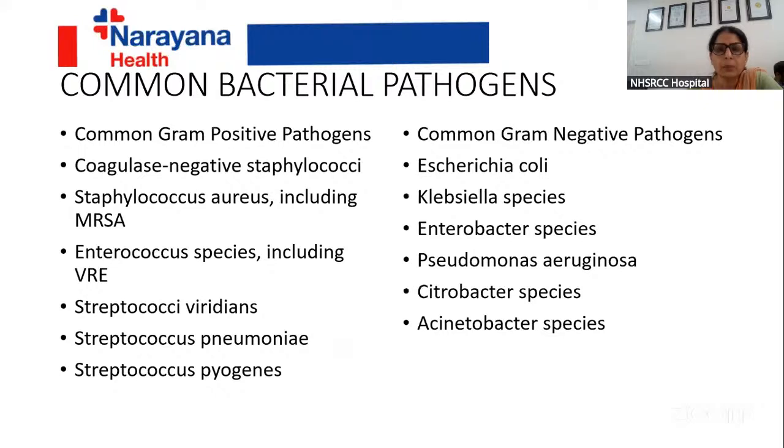Now, as we discussed, the common gram-positive pathogens are coagulase negative Staph, Staph aureus including MRSA, VRE, Strep viridans, Streptococcus pneumoniae, and Streptococcus pyogenes. Among the gram-negative pathogens, E. coli, Klebsiella, Enterobacter, Pseudomonas, Citrobacter, and Acinetobacter predominate. This spectrum usually keeps changing. Right now we have two children with Aeromonas, which is a cousin of Pseudomonas. So every time we have some new organisms with new fancy names coming up. These children are so immunosuppressed that they are exposed to a whole gamut of these new infections.